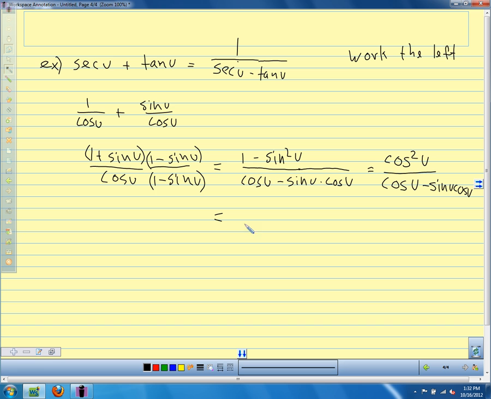All right. Anybody have an idea what we want to do here? Get rid of one of the cosine u's. I have a common factor here, so I'm going to write this as cosine squared u over. I shouldn't have distributed here; it would be easier if I hadn't distributed. Cosine u times 1 minus sine u. So I just factored out a cosine u, and one of the cosine u's cancels. So I get cosine u over 1 minus sine u.